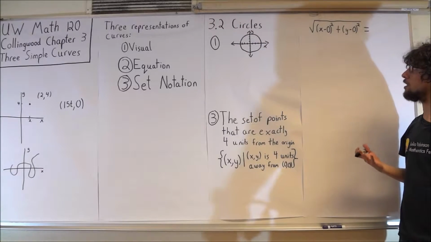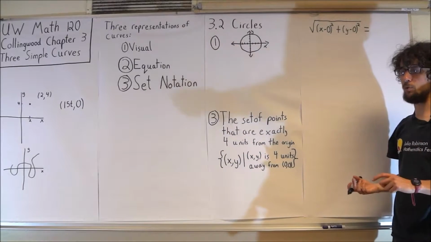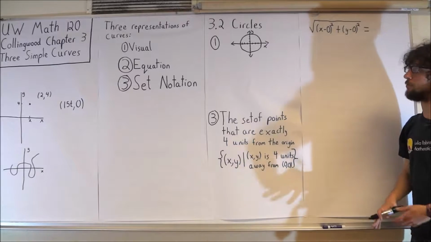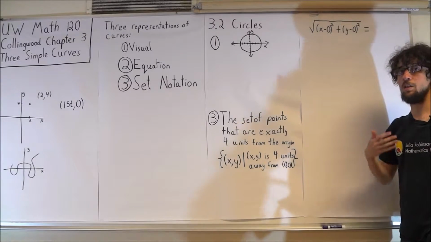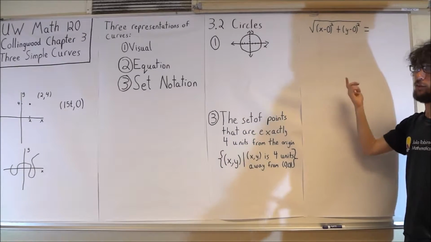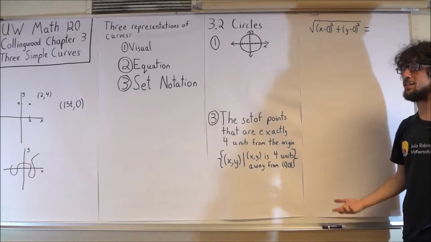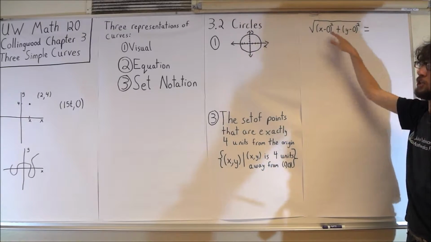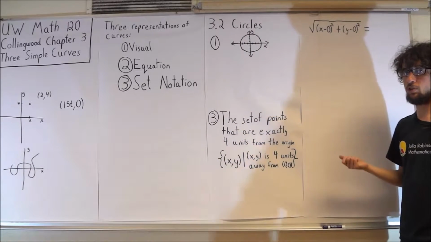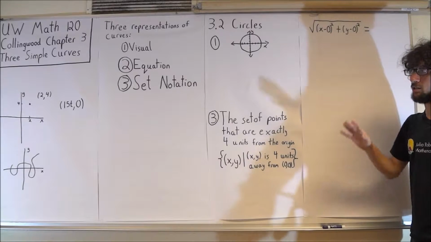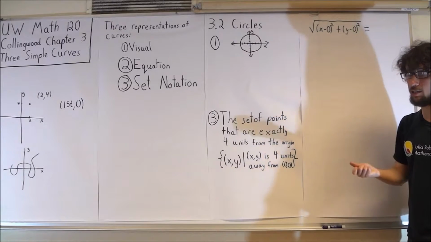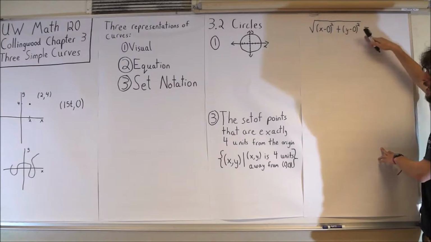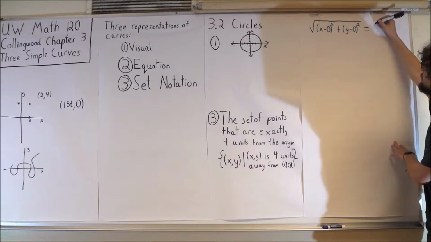Here, I have written the expression for the distance from x comma y to the origin. Remember that this is really just the Pythagorean theorem. This x minus 0 is the distance between x and 0. This y minus 0 is the distance between y and 0. And this expression just tells us the hypotenuse of the right triangle that naturally arises from looking at x, y, and 0, 0 in our coordinate system. And we're setting this equal to 4.